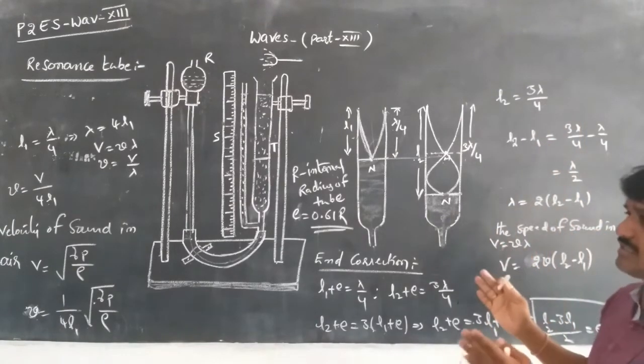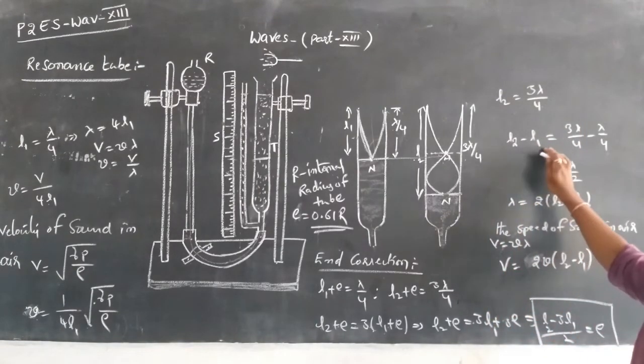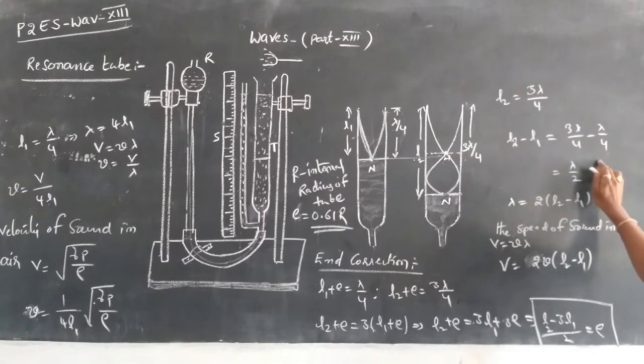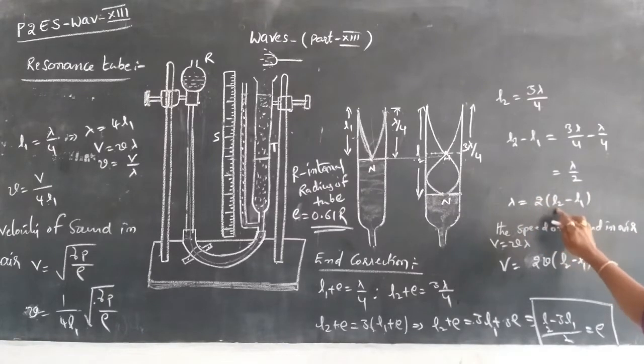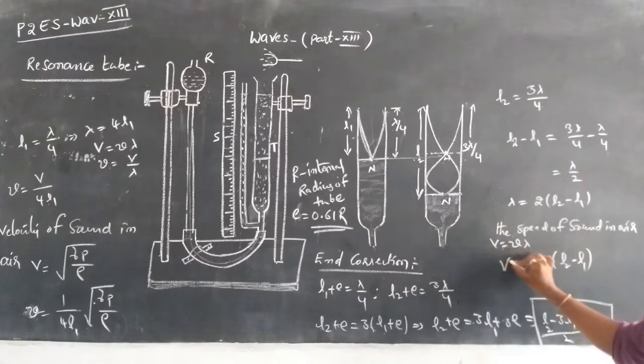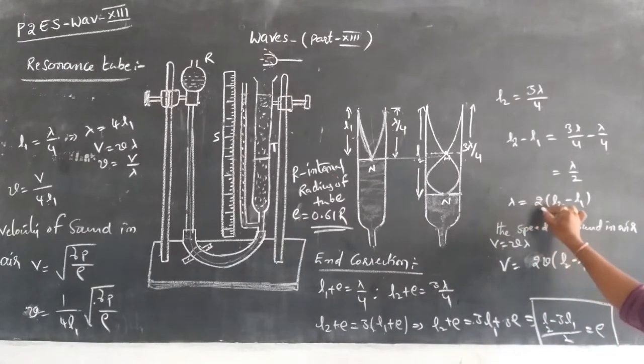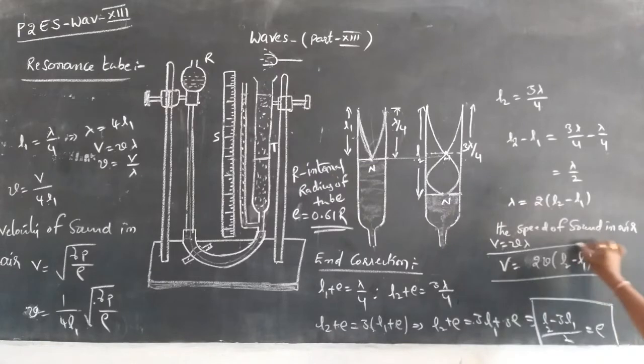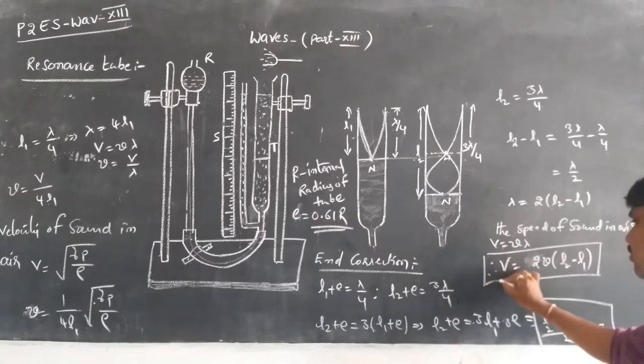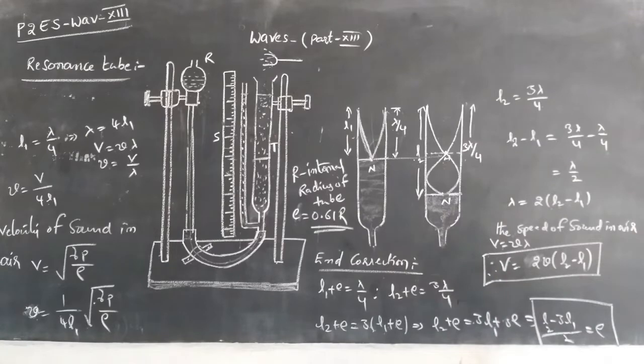The difference L2 minus L1 is equal to 3 lambda by 4 minus lambda by 4, which gives lambda by 2. From that, lambda is equal to 2 times (L2 minus L1). From this we can find the speed of sound in air using V equal to nu lambda. Substituting lambda equal to 2(L2 minus L1), we get the velocity of sound in air by the resonance tube: V is equal to 2 nu (L2 minus L1).